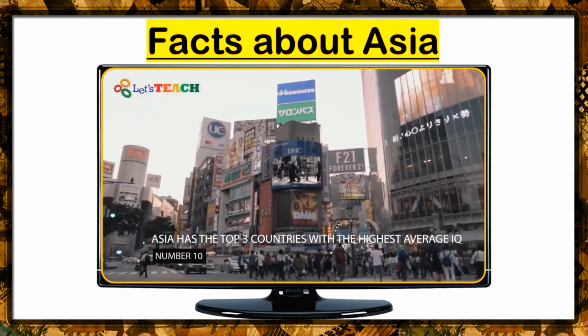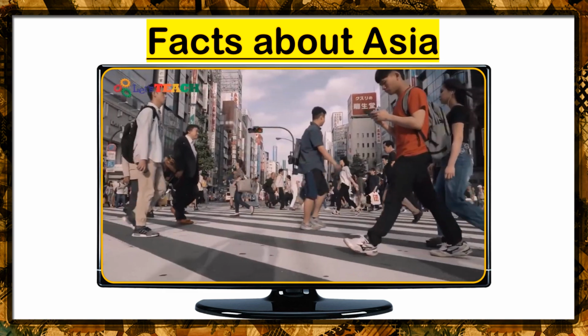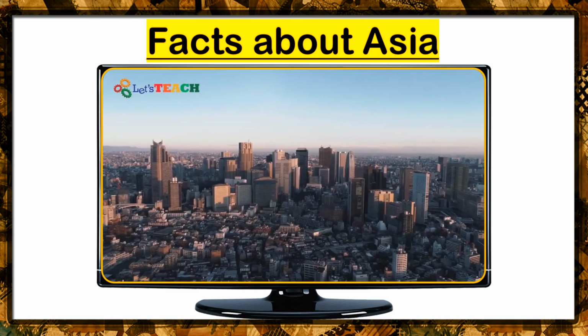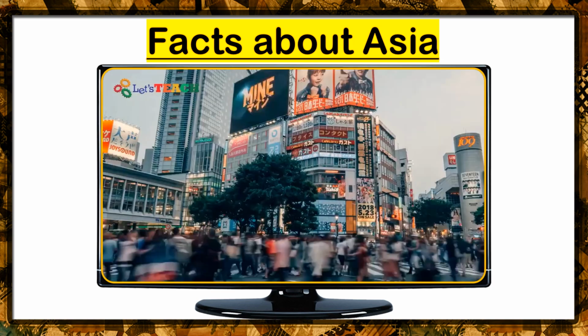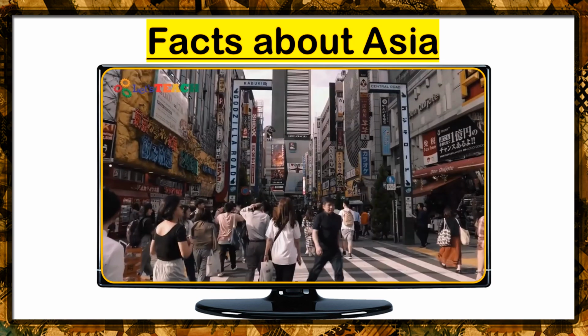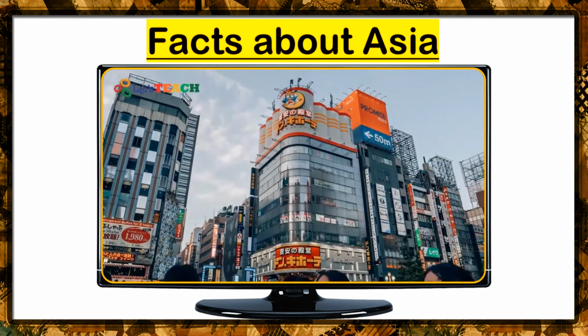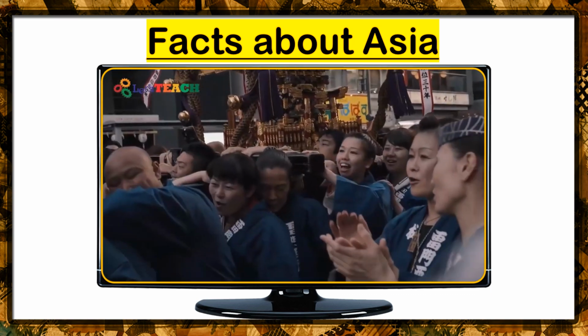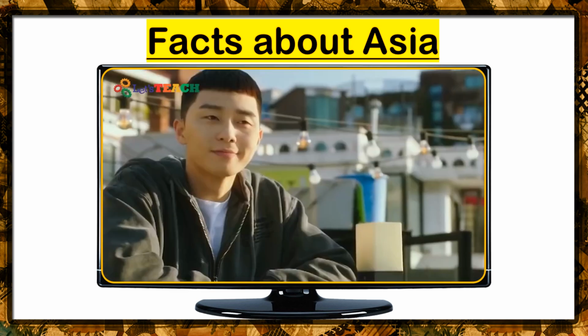Number 10. Asia has the top 3 countries with the highest average IQ. Aside from having some of the most prosperous economies and most influential nations on the planet, Asian countries are making remarkable contributions to developments around the world. So it's interesting to mention that the top 3 countries with the highest IQ on average are Japan, South Korea, and Singapore, all of which are developed Asian countries.